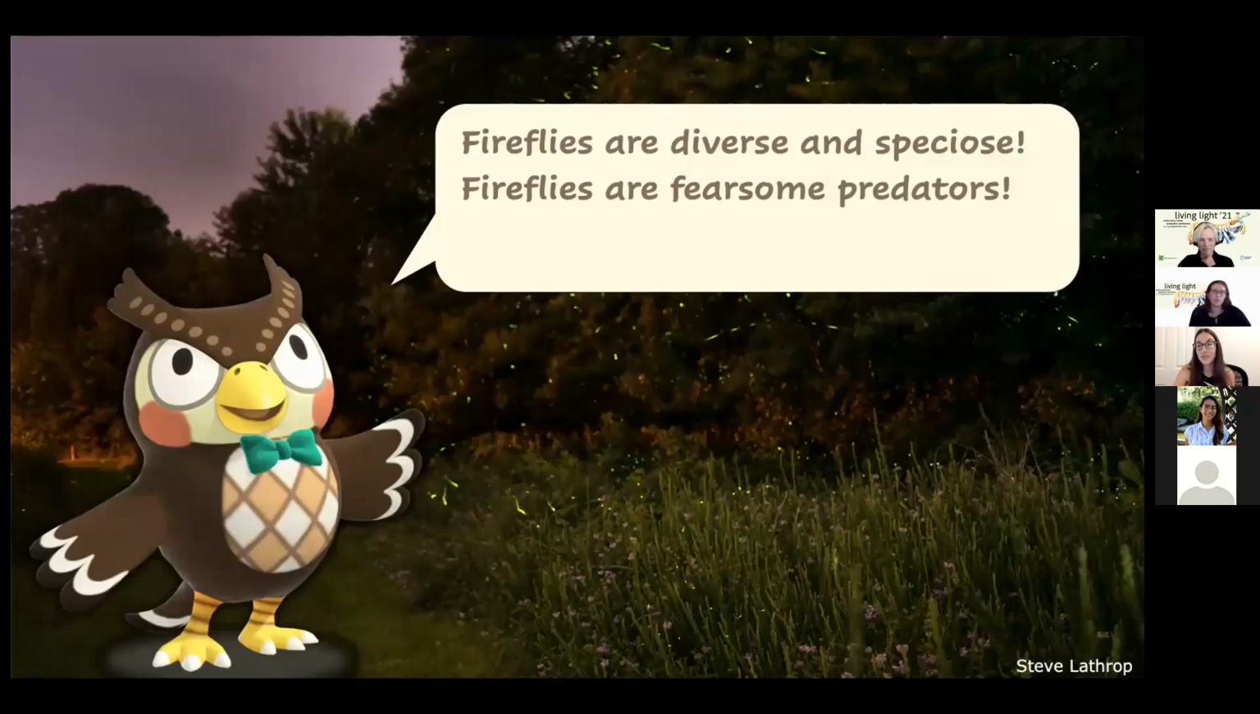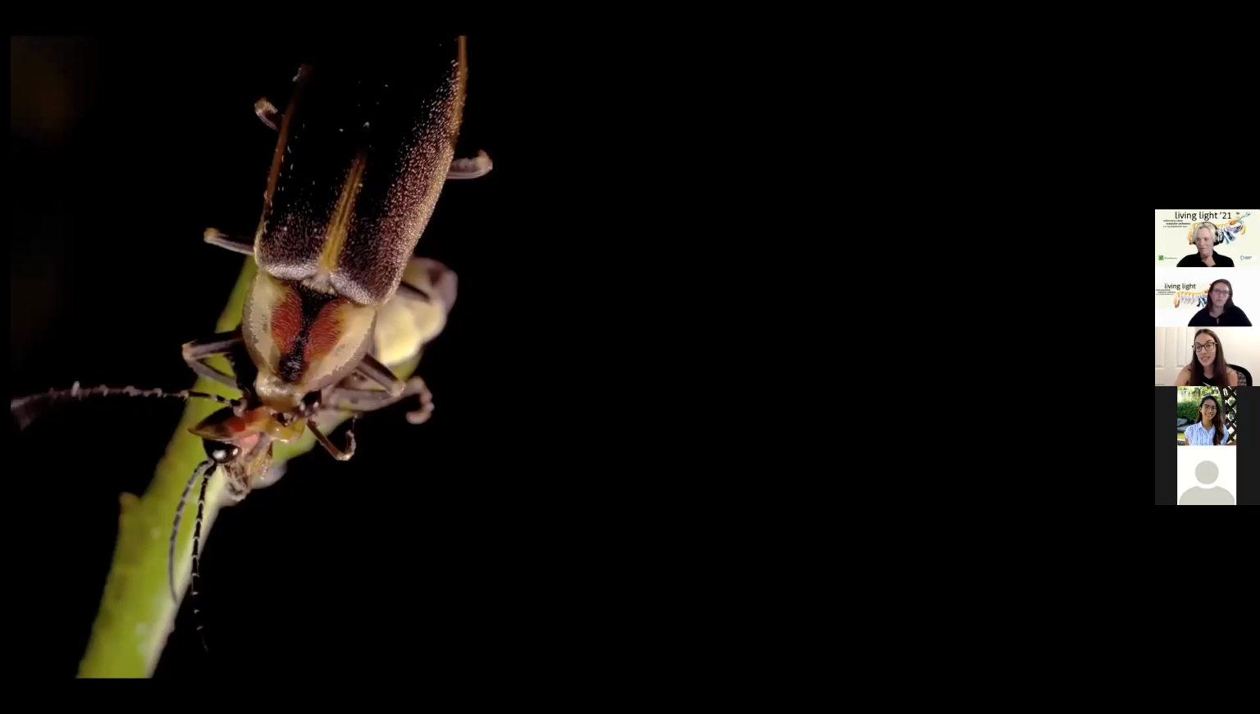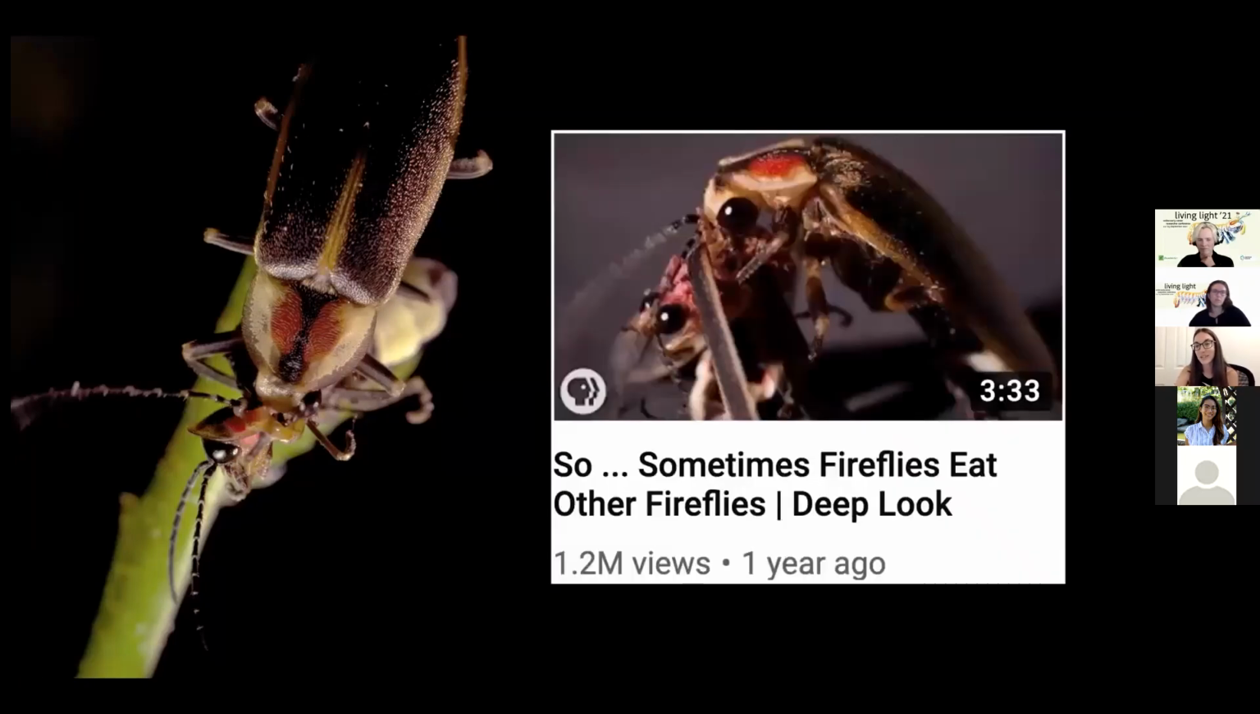They are universally carnivorous. The larvae eat earthworms, snails, and things like that. And some adult fireflies actually eat other fireflies. So here is a big firefly in the genus Photurus snacking on a male of the genus Photinus that has been lured in by her flashes. And if you want to learn more about this, I really recommend this video by Deep Look.